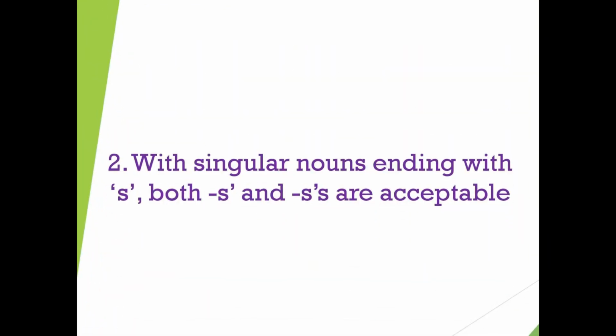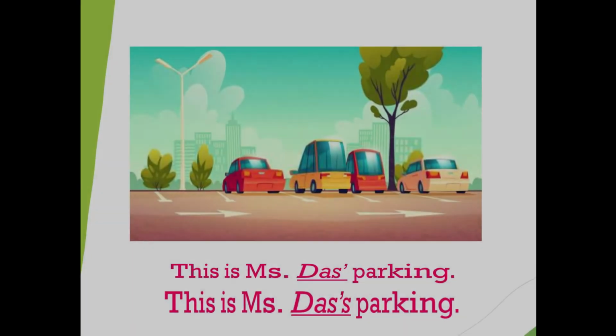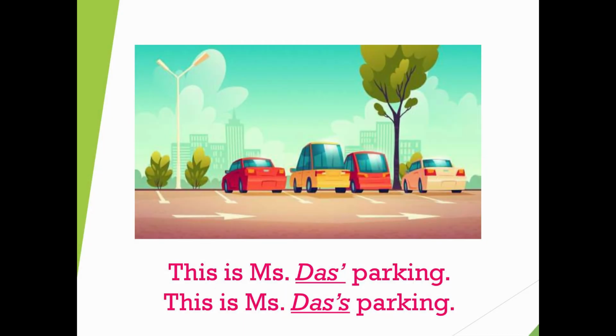Rule number 2. With singular nouns ending with s, both only apostrophe and apostrophe s are acceptable. Have a look at the example. This is Miss Das' parking. And second, this is Mrs. Das's parking. So in the first sentence, I have just used apostrophe because the noun is ending in s.